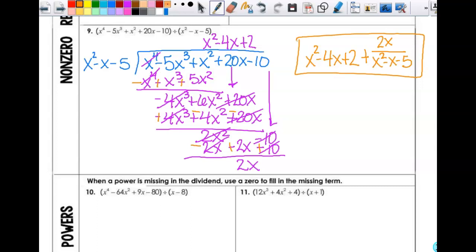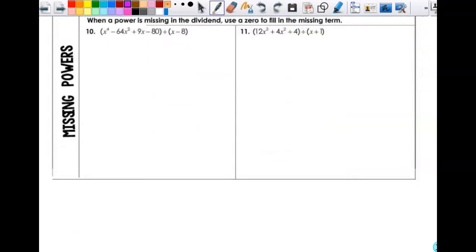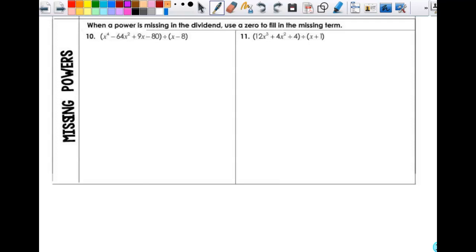All right, so let's look. We got one more kind of special case going on here. If you have a missing power in the dividend, that's what's inside the house, you have to put a placeholder. So if you look here, I've got x to the 4th minus 64x squared. So there's no x cubed in there. There has to be an x cubed term in your dividend.